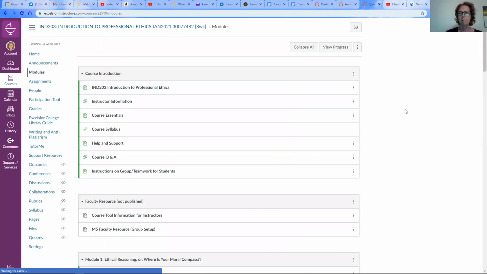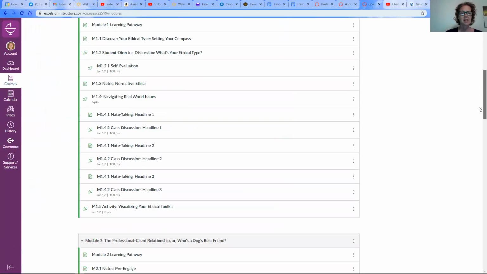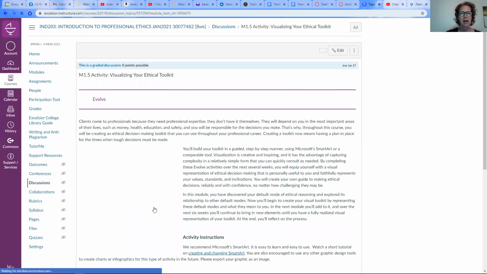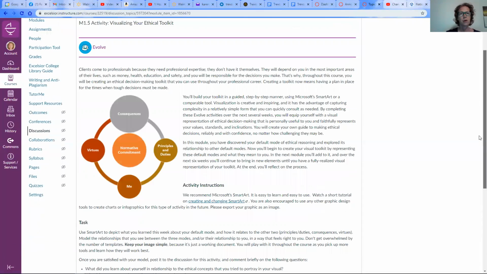Going back to modules, another key thing that I'd like to point out about the class is that we're going to be working on this ethical toolkit throughout the class. This is probably something you've not seen in any other class before, because it's going to be a visual representation of your ethical principles. So your toolkit is going to be put together in a step-by-step manner. Each week you'll be reflecting on different things, and you'll be creating some visual representations of those things.